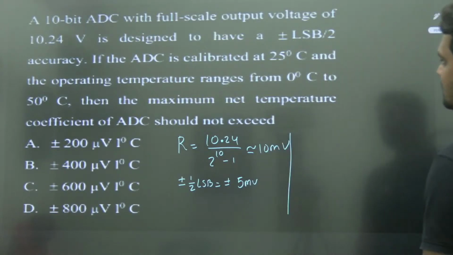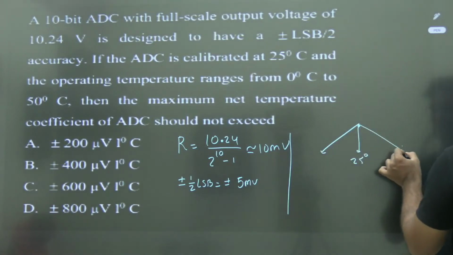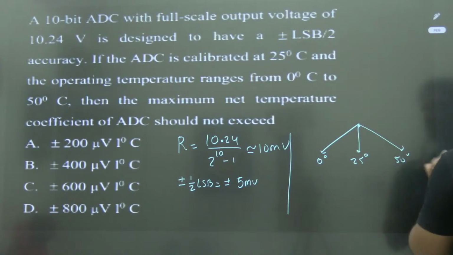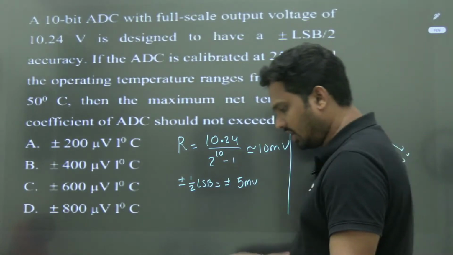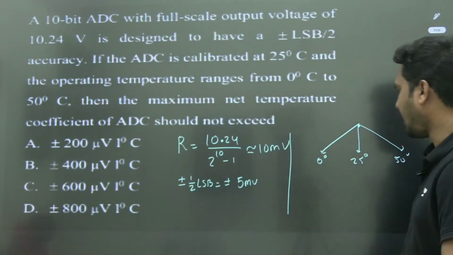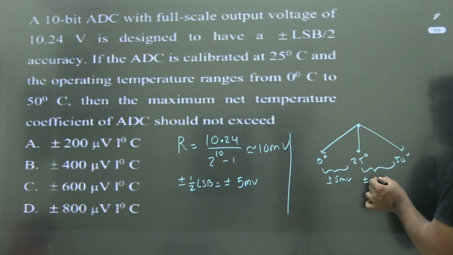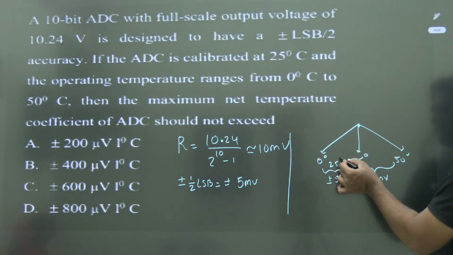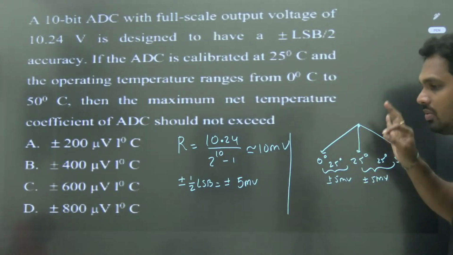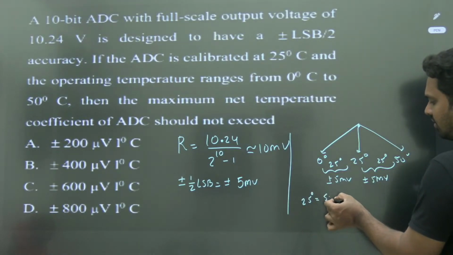Right. If the ADC is calibrated at 25 degrees, so I have calibrated it at 25 degrees, and I am operating from 0 to 50 degrees. So the operating temperature is 0 to 50. So what is the maximum temperature coefficient of the ADC? It is okay if my output varies plus or minus half LSB, that is plus or minus 5 millivolts. So this gap can give me plus or minus 5 millivolts, and this gap can give me plus or minus 5 millivolts. So what is that gap? This 25 degrees temperature variation can give me up to 5 millivolts variation. So over 25 degrees my output can vary 5 millivolts, no problem.